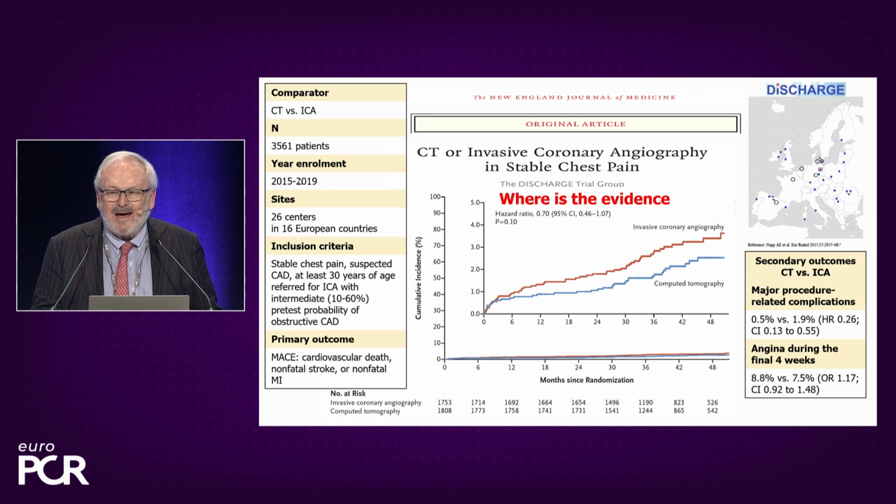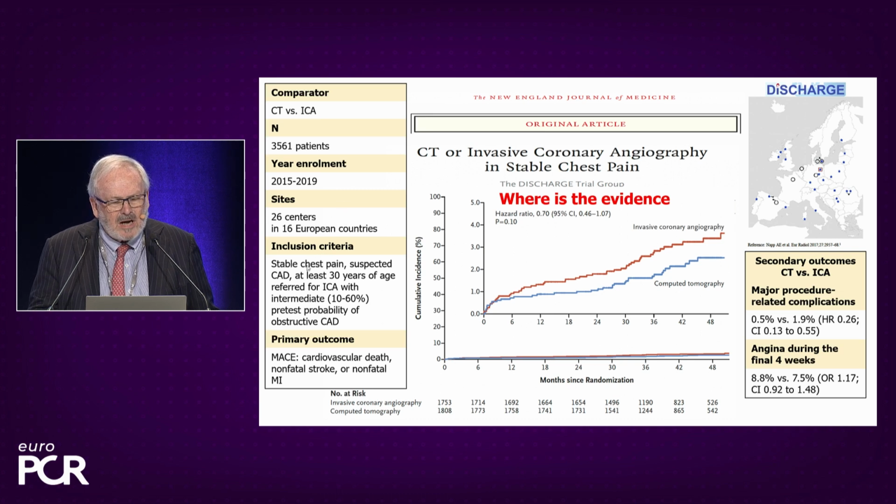Not a small number of patients, 3,561. Look at the time of the enrollment, 2015 to 2019, 26 centers in 16 European countries. It was supported by the European Union, Horizon 2020. Stable angina, suspected CAD, at least 30 years of age, referred for conventional angiography with an intermediate pretest probability of obstructive CAD. Primary outcome, a classical MACE.